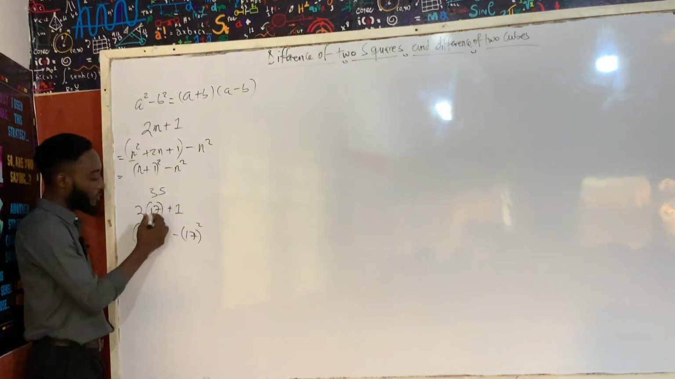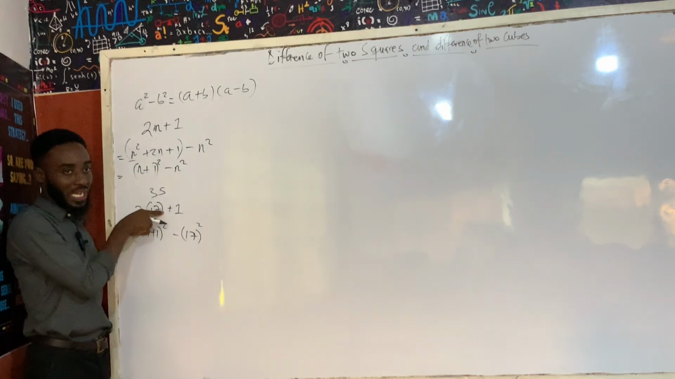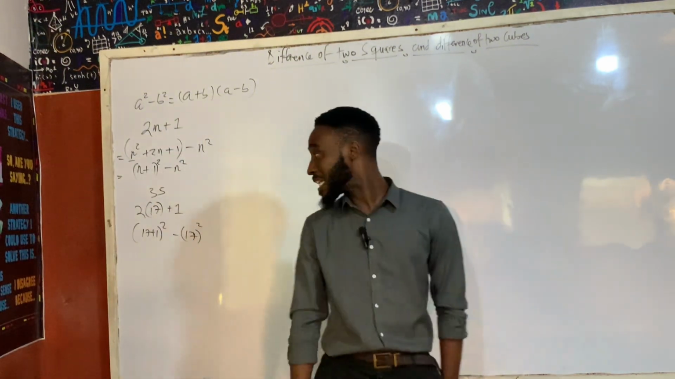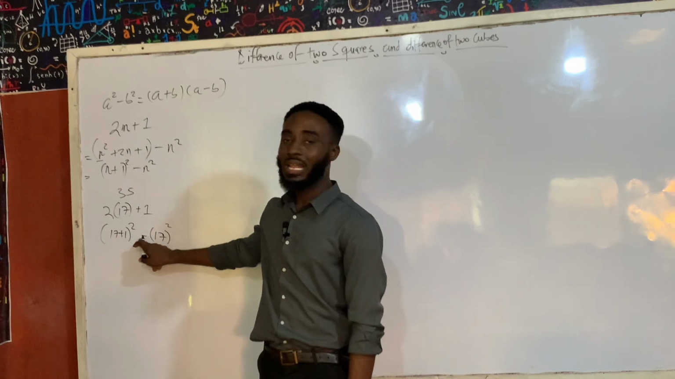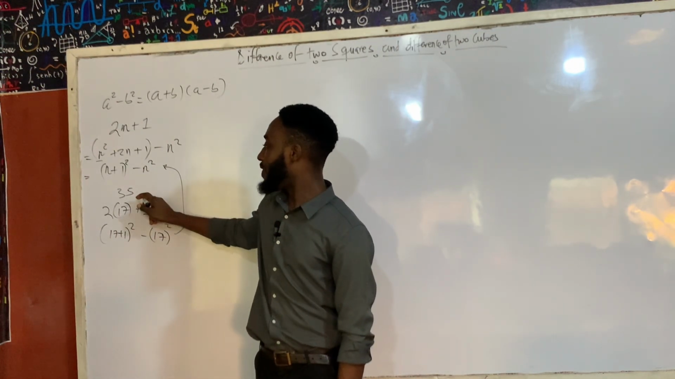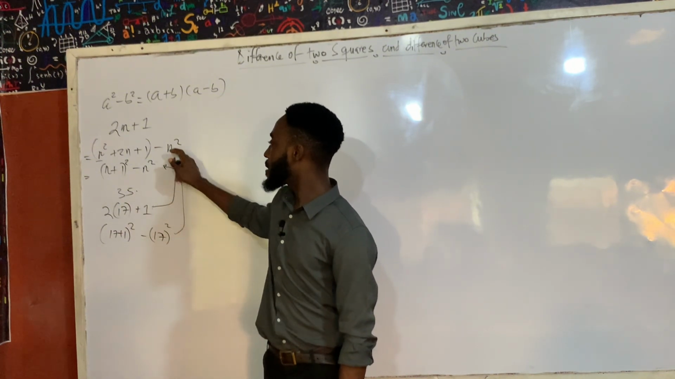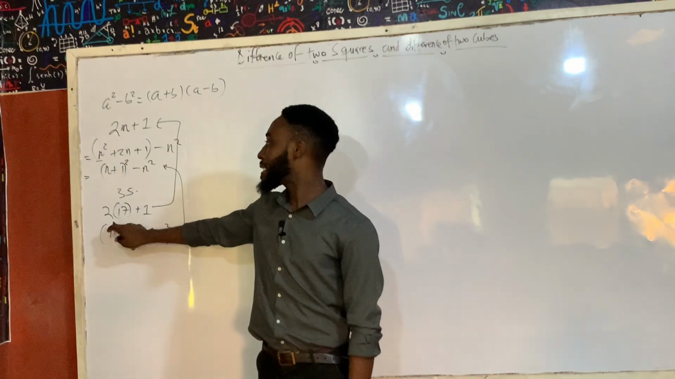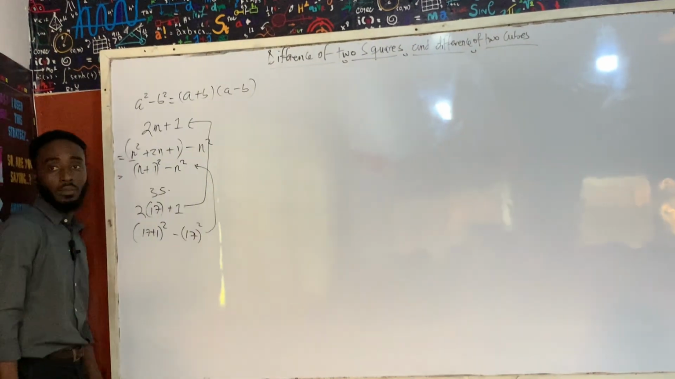So 35 can be expressed as 2 times 17 plus 1. Do you get that? 2 times 17 plus 1. So if that's the case, I'll have 17 plus 1 all squared minus 17 squared. Trying to relate this to this, I first of all transformed 35 to look like this. That's how I got n to be 17. So if n is 17, bring it to this side. It will be 17 plus 1 all squared minus 17 squared.